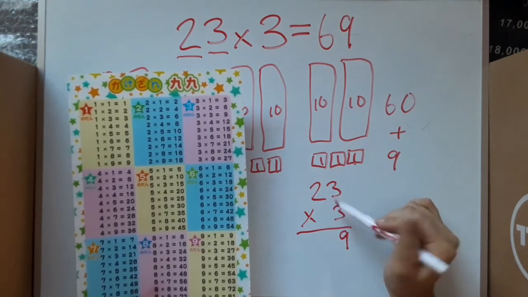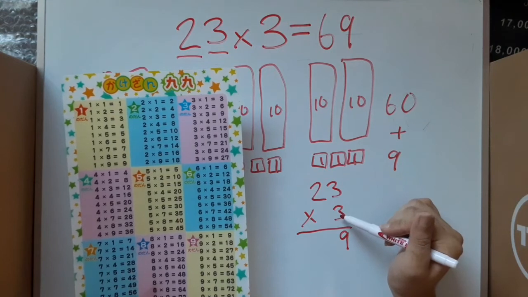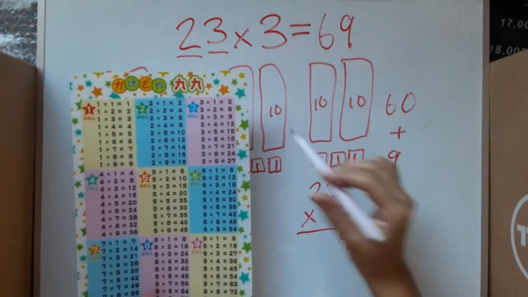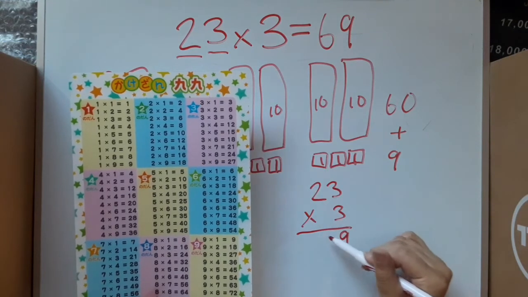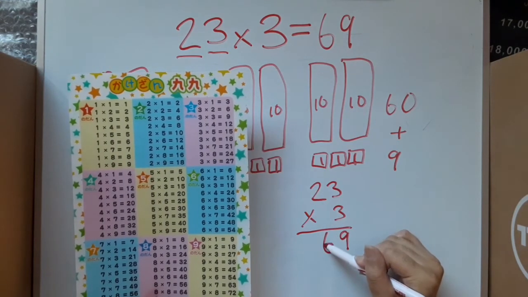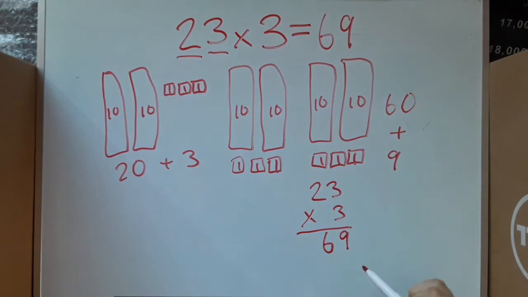Now we move on to the 2. 3 times 2, as we can see, is 6. So we put the 6 next to the 9. And we can see we get the same answer. Let's do another problem.